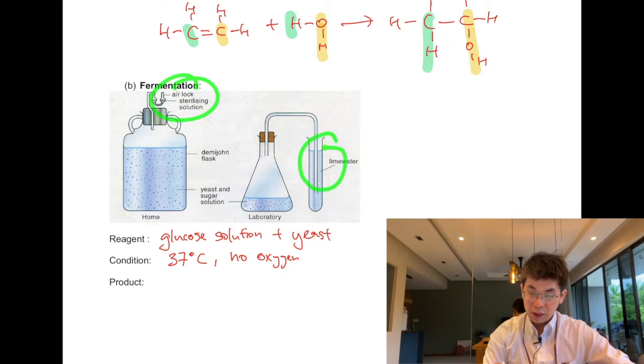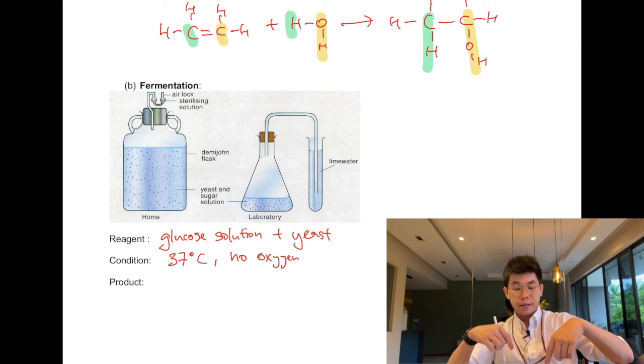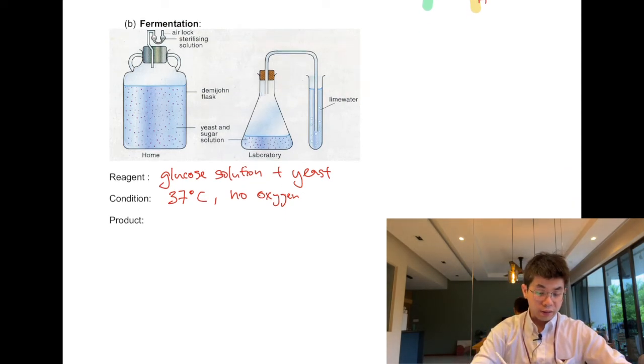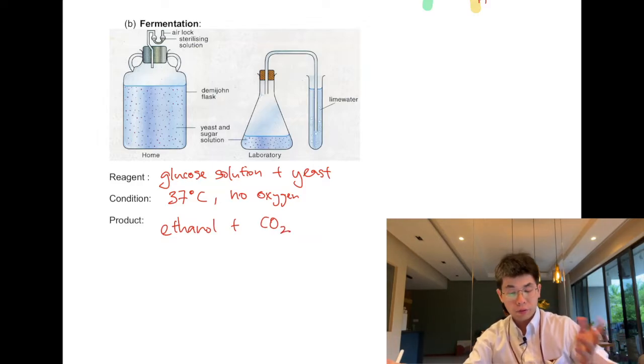We use something to block the air from going back in. So then the product formed would actually be the ethanol, right? And you will also produce a lot of carbon dioxide gas. So how do I write this formula?